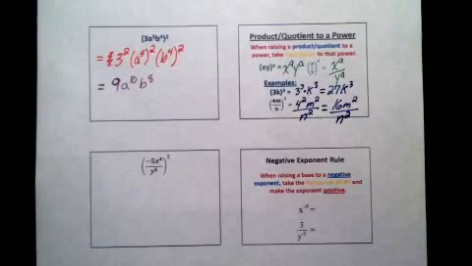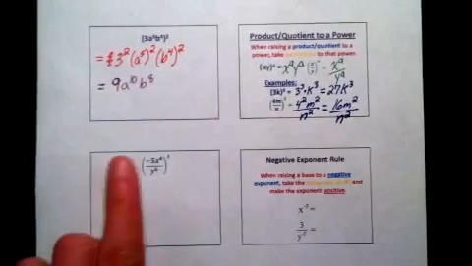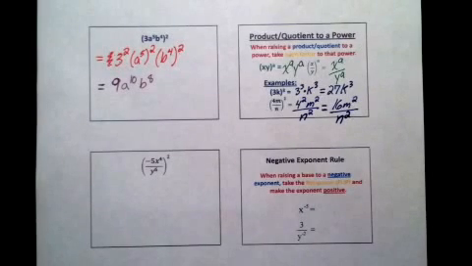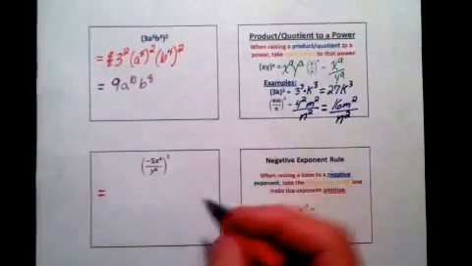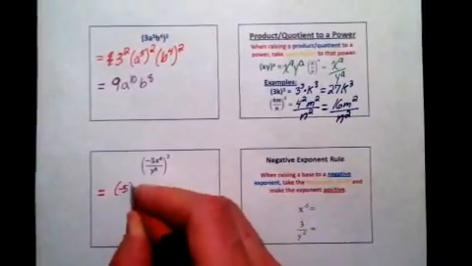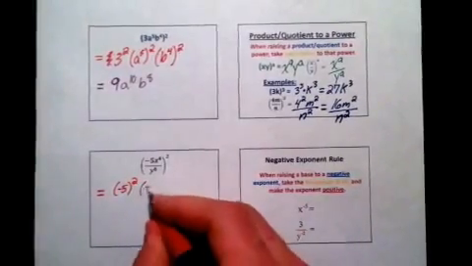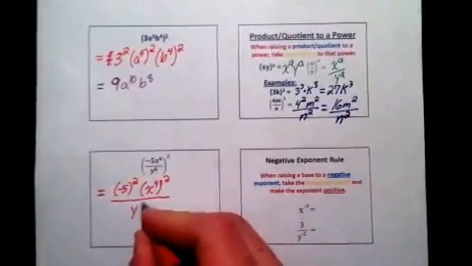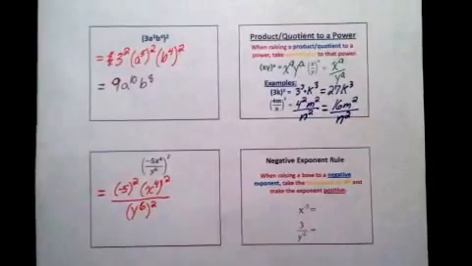So now another kind of difficult example using that product or quotient to a power rule is this. Similar to the one we just did, we have a fraction in parentheses being raised to the second power. So we have to take everything inside that parentheses and raise it to that power of 2. Every factor has to be raised to the power of 2. So this means in the numerator we're going to have a negative 5 to the second power. We're going to have an x to the 4th to the second power. And we're going to have a y to the 6th to the second power.